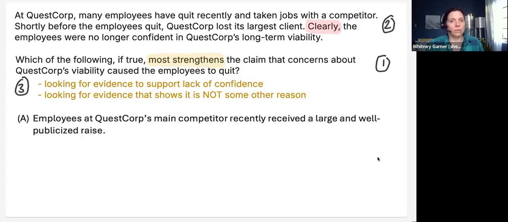Now, if I was like, clearly these employees just don't think that we are going to be around, and then I find out that my biggest competitor is advertising to everyone their giant raises, I might be like, well, hold on. It may have nothing to do with long-term viability. They may just want to get paid better. So in fact, the test writers are absolutely going to say that answer choice A weakens because it gives an alternative explanation.